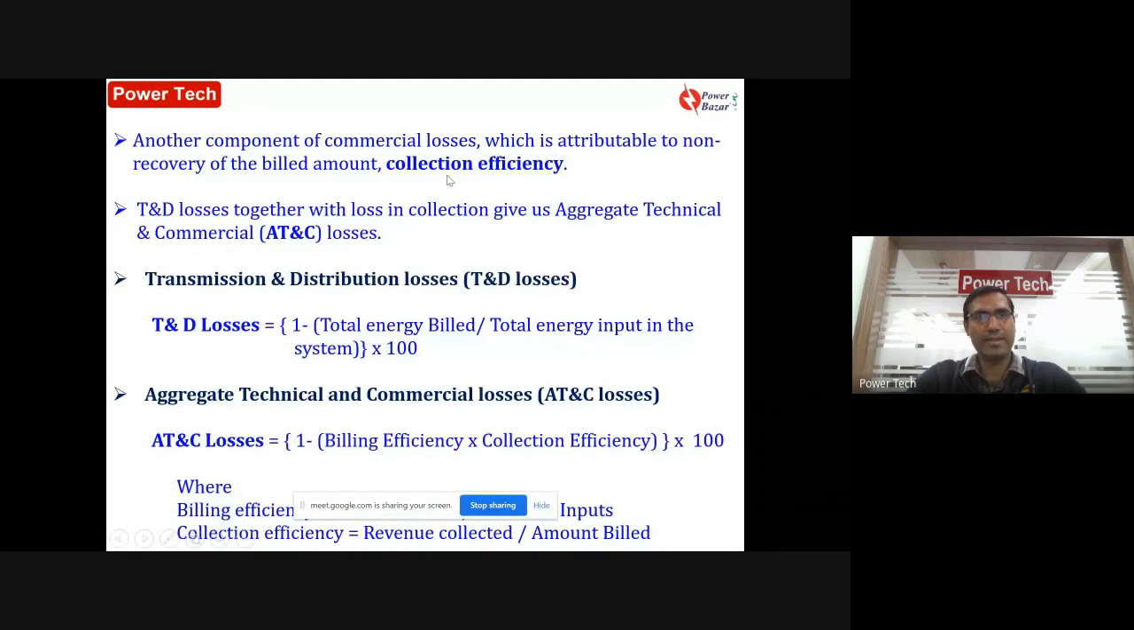Since I told you there's also another component attributed to the collection efficiency, when that gets added to the T&D loss, it gives us AT&C loss. It's very simple: 1 minus billing efficiency into collection efficiency. Billing efficiency, same as what I told, is total energy billed by total input energy. Collection efficiency is revenue collected by total amount billed. Suppose X amount was billed, but we got only Y. Revenue collected was Y, so the collection efficiency would be Y by X.